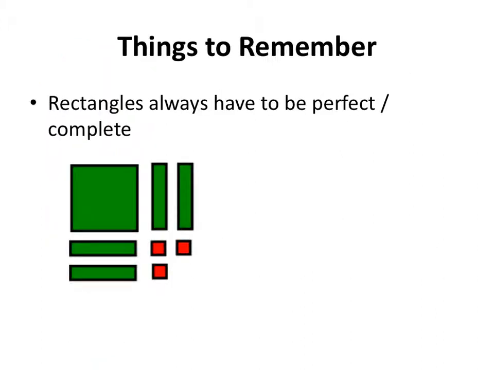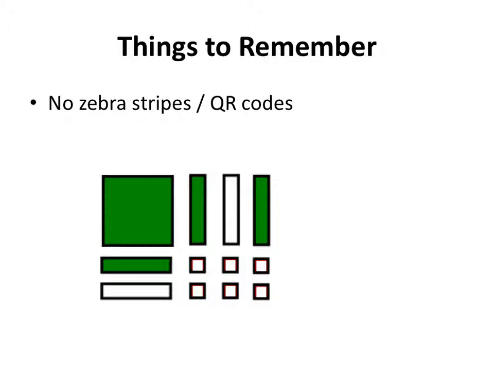There are a few things to keep in mind when you work with algebra tiles. The first of these is that our rectangles always have to be perfect or complete. In this case, there's a gap at the bottom of our rectangle. If we trace its outline, there's a bite taken out. That tells us that there is a mistake. The second thing to remember with algebra tiles is that we should never have any zebra stripes or anything that looks like a QR code. We would expect to see something that looks more like this, with all 3 positive tiles on one side and both negative tiles on the other.